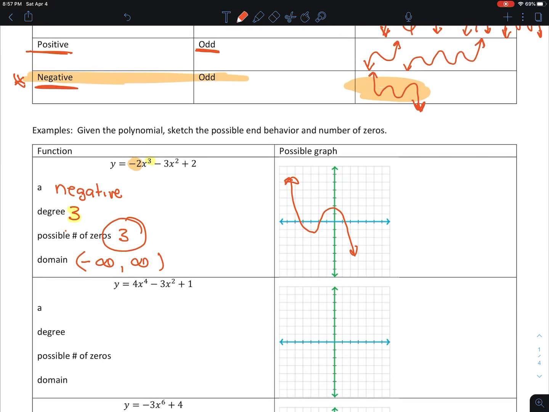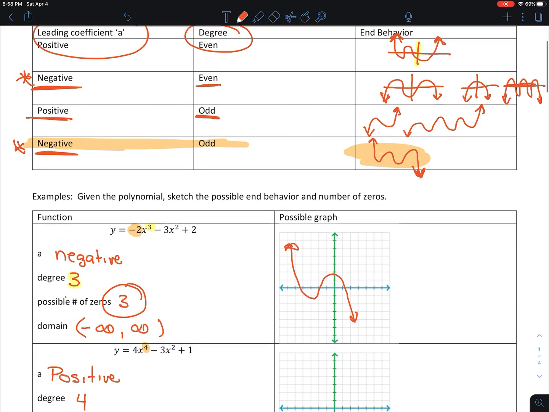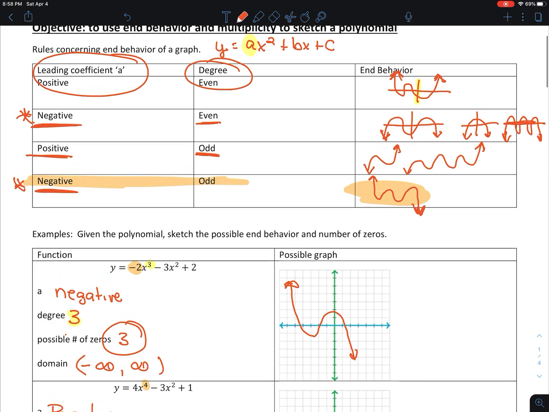Okay, so now let's look at the next one. Is a positive or negative? A is positive. What is the degree of this polynomial? The degree is 4. So we have a 4th degree, and the possible number of zeros is 4. And the domain of a polynomial is always negative infinity to infinity.